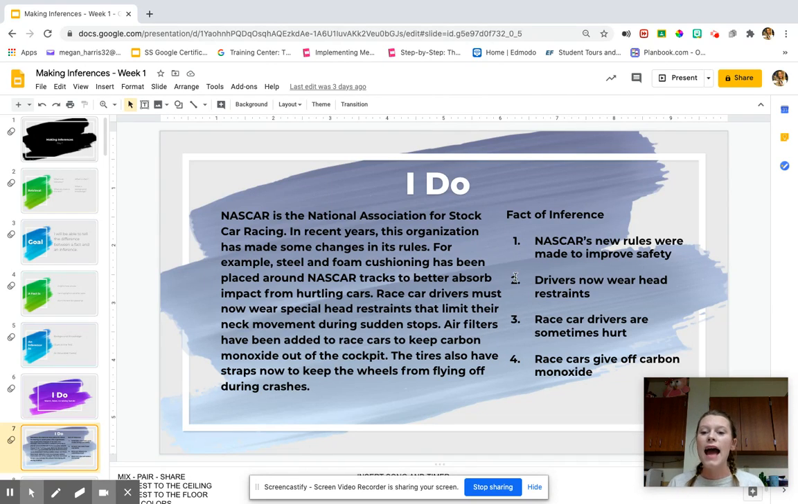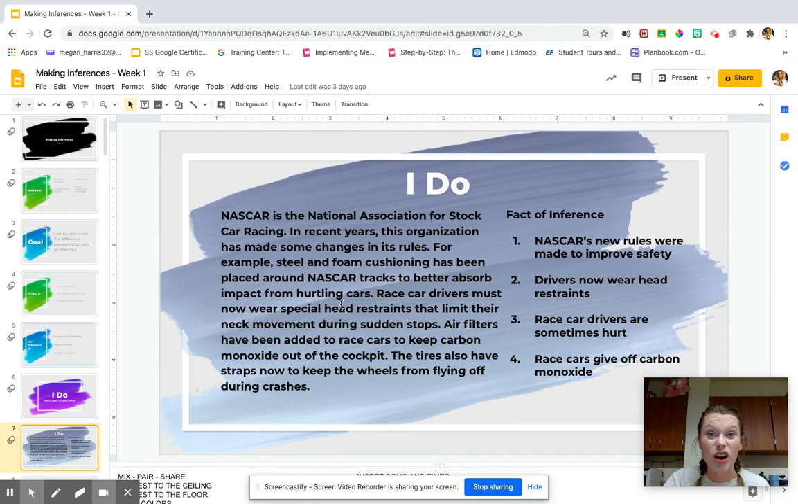Number 1, NASCAR's new rules were made to improve safety. Number 2, drivers now wear head restraints. Okay, so I need to go into my paragraph, I need to read, and I need to ask myself, can I find that word for word, or did I have to make a guess to come to that conclusion? So let's go through. NASCAR is the National Association for Stock Car Racing. In recent years, this organization has made some changes to its rules. For example, steel and foam cushioning has been placed around NASCAR tracks to better absorb impact from hurtling cars.